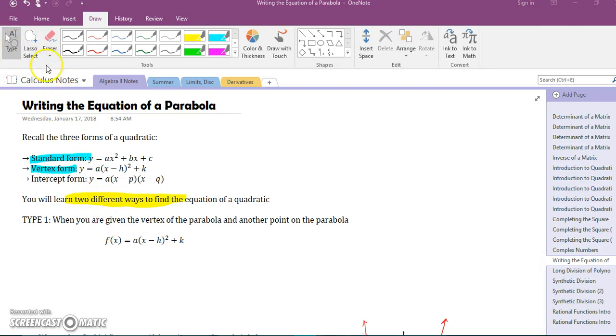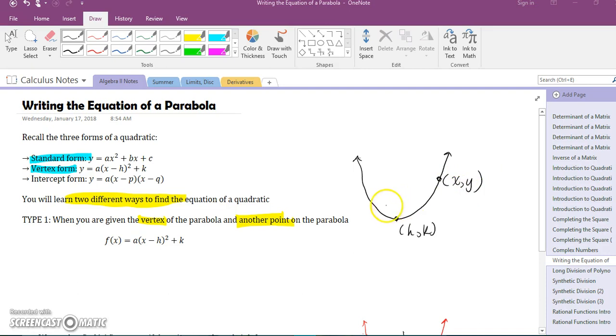So for type 1, we're going to write the equation of a parabola if we are given the vertex and another point on the parabola. If you picture a parabola here, and we're given the vertex, which remember we called (h, k), and some other random point on the parabola (x, y), we're going to find the equation. What you need to remember is that we have to use vertex form, because vertex form is the only one that deals with the vertex (h, k). This one has no vertex in the equation, and this one only has the x-intercepts, no vertex. So if you're given the vertex, use vertex form.